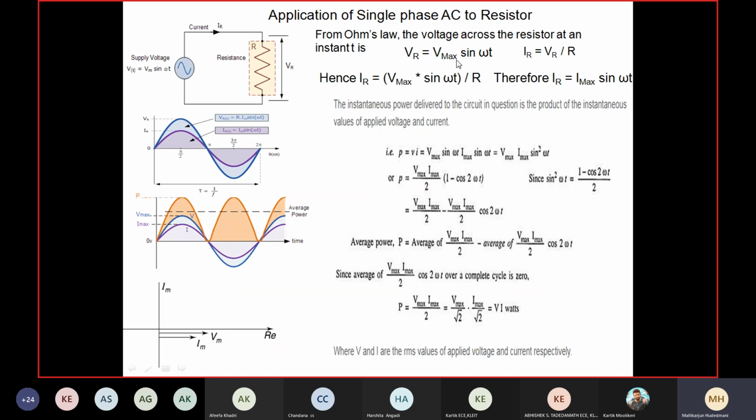Therefore, applied voltage being Vm sin omega t, current being Im sin omega t, what is the instantaneous power then? The product of these two. When I solve this, what was my final conclusion? V into I.